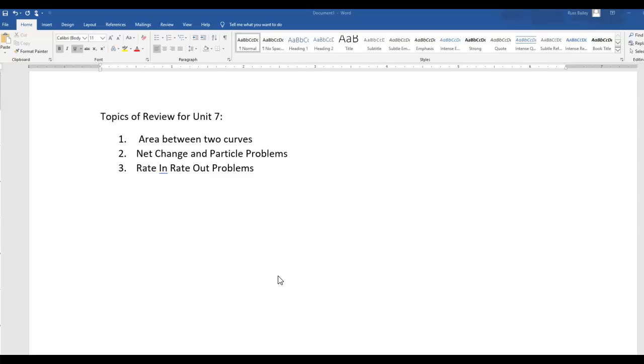So what I'm going to do for this week is mainly we're just going to be focusing on catching up, reviewing what we learned in Unit 7 already. And then in the following weeks after that, we'll throw on a couple more lessons that would actually finish up what we were going to learn in Unit 7 anyway. So in our review, we're going to focus on three topics. We're going to review area between two curves, net change in particle problems, and rate in and rate out.